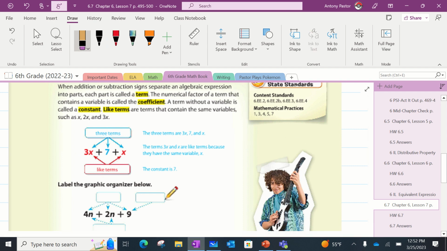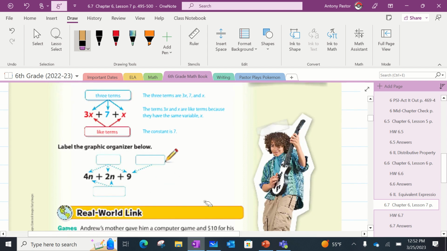If you had two different variables, say this was 3x plus 7 plus y, I would not be able to combine 3x and y because they are not like terms. Even though they are variables, they are not the same variable because x and y could be completely two different values. Therefore, we don't combine them.